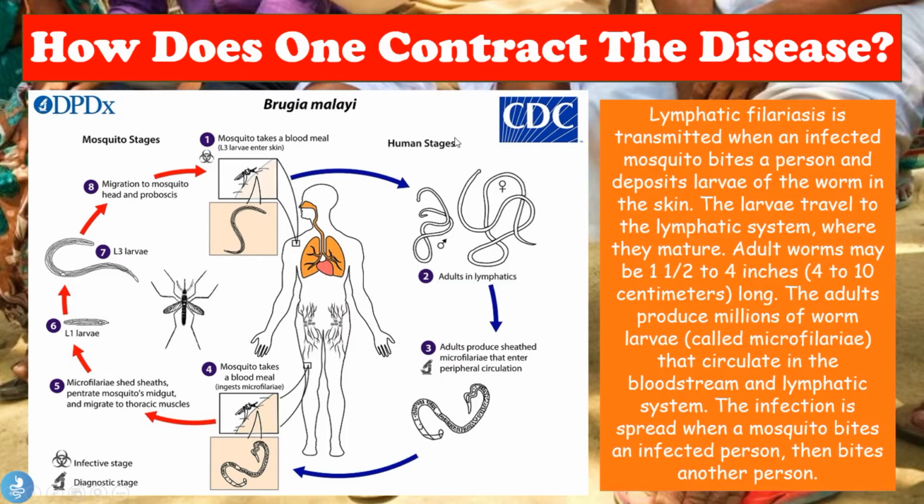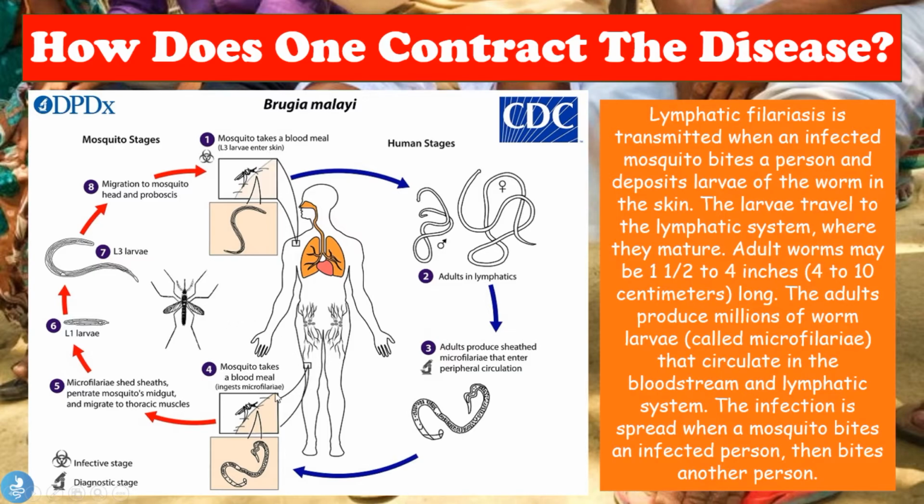If we take a closer look at this image to the left of my screen, it shows us what the life cycle of this parasite looks like. We'll start at number 1, and here it says the mosquito takes a blood meal from the human. So we have that initial infected mosquito coming and biting this human. And as we mentioned here, the larvae will travel to the lymphatic system where they can mature into the adults. The adults begin to accumulate in the lymphatic system, and the adults then produce sheathed microfilariae, which then enter the peripheral circulation. So these are all the extended regions of the body, such as the limbs, etc.